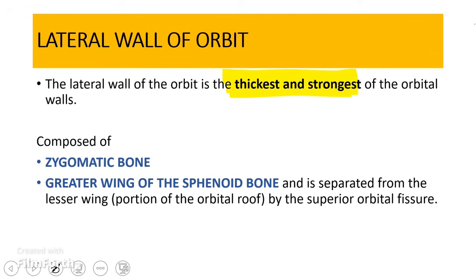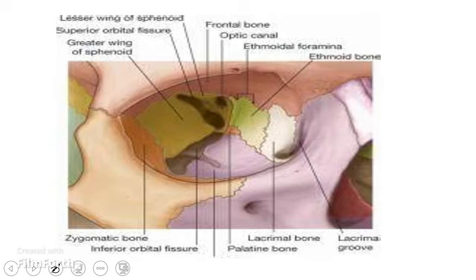Now let us talk about the thickest and the strongest wall of the orbit, that is the lateral wall of the orbit. And the lateral wall of the orbit is formed by two major bones, the lateral bone, which is called the zygomatic bone, and then we have the greater or the bigger wing of the sphenoid bone, right? And I told you that the lesser wing and the greater wing were actually separated by the superior orbital fissure.